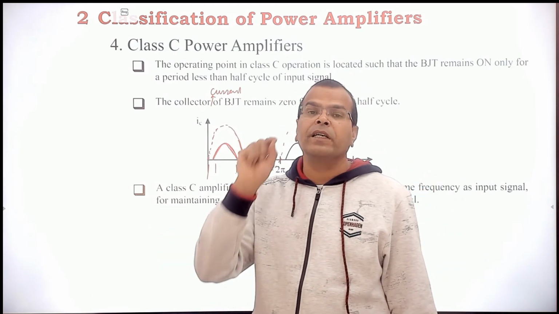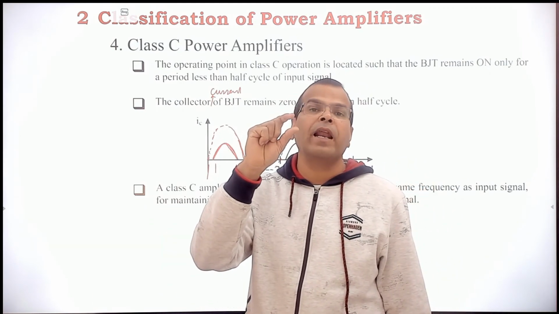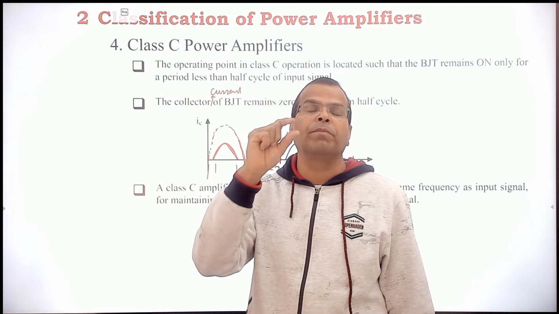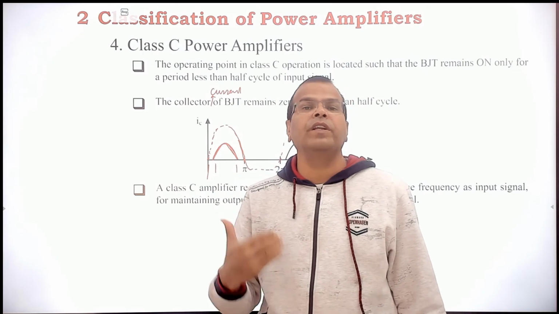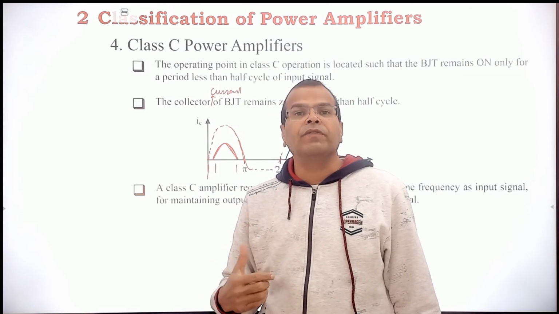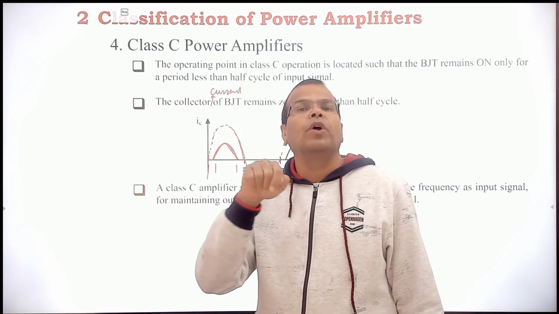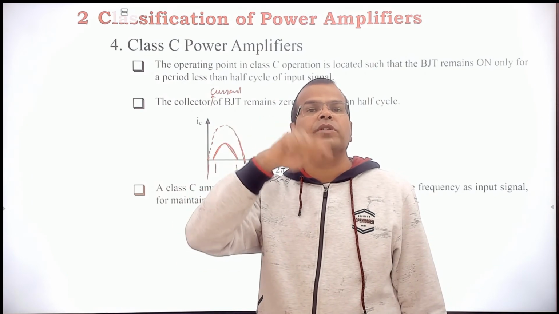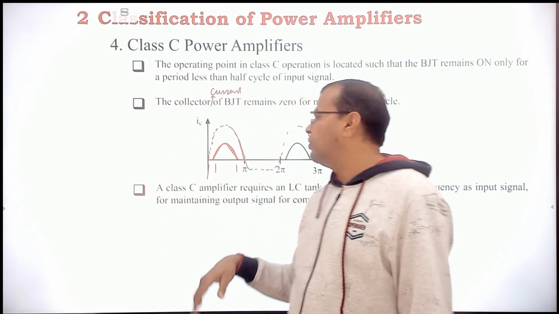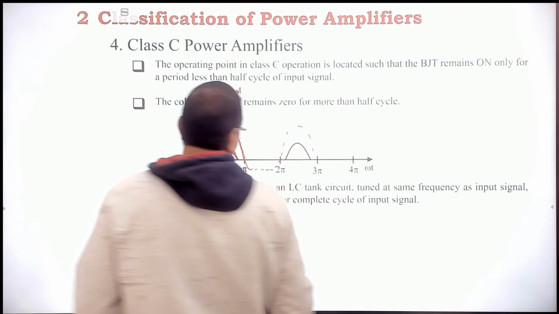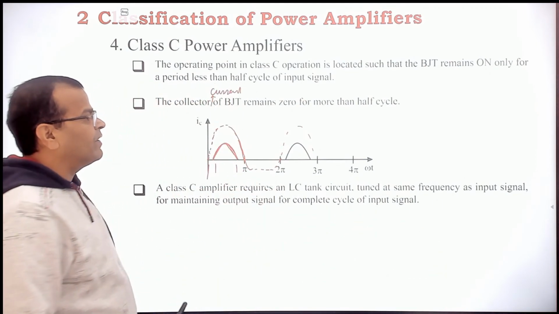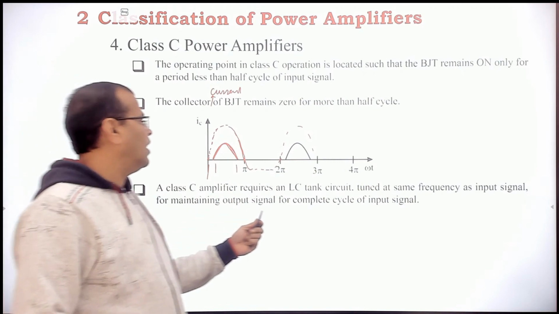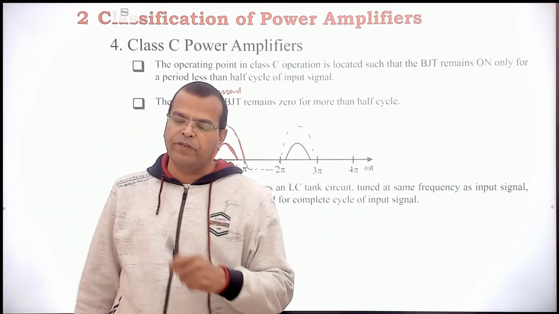What is tank circuit? A parallel circuit having L and C, inductor and capacitor. The parallel combination of inductor and capacitor is called tank circuit. So we need to have a tank circuit which is essentially an oscillator which is able to sustain the oscillations at the output. So in class C amplifier we require LC tank circuit tuned at the same frequency as input signal for maintaining output signal for the complete cycle of the input signal.